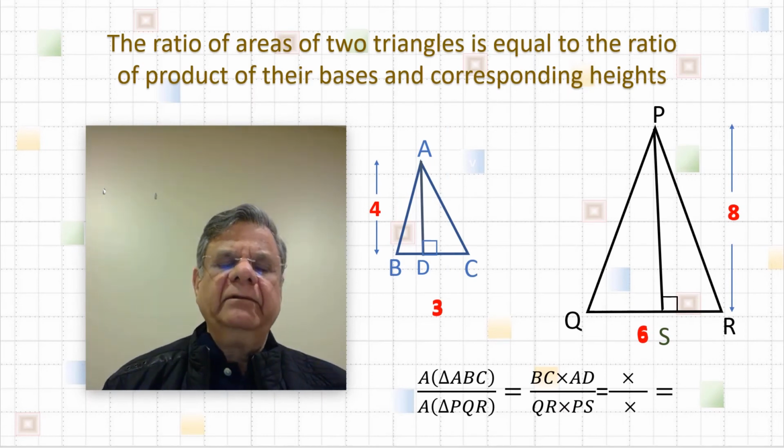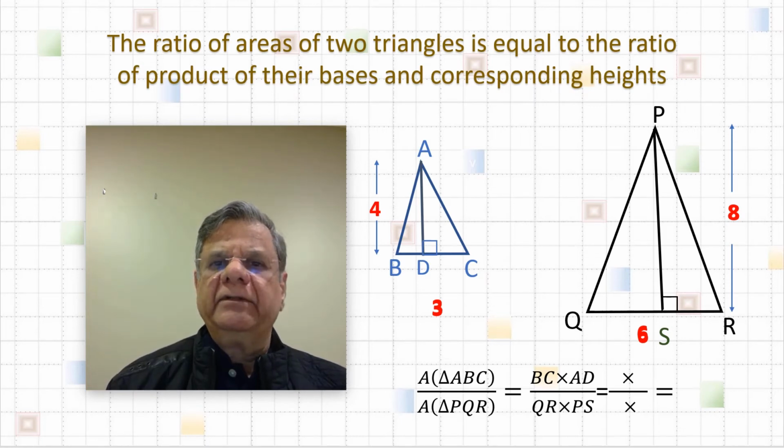Consider one example. In triangle ABC, BC is equal to 3 units and AD is equal to 4 units. In triangle PQR, QR is equal to 6 units and PS is equal to 8 units. AD is perpendicular to BC and PS is perpendicular to QR.